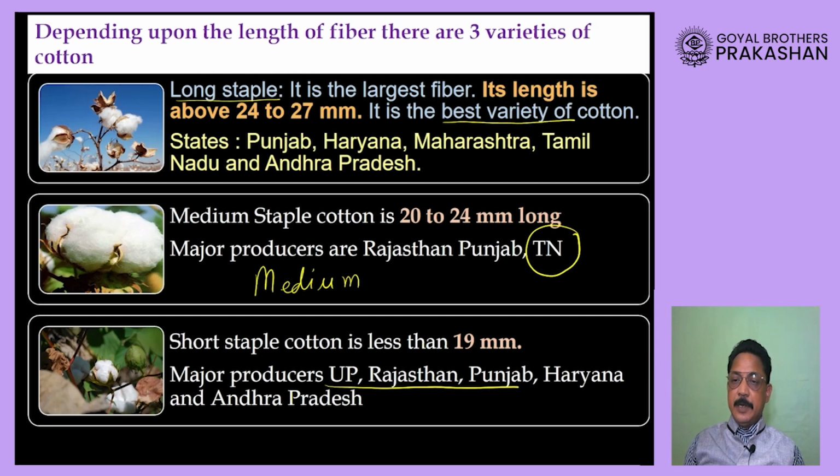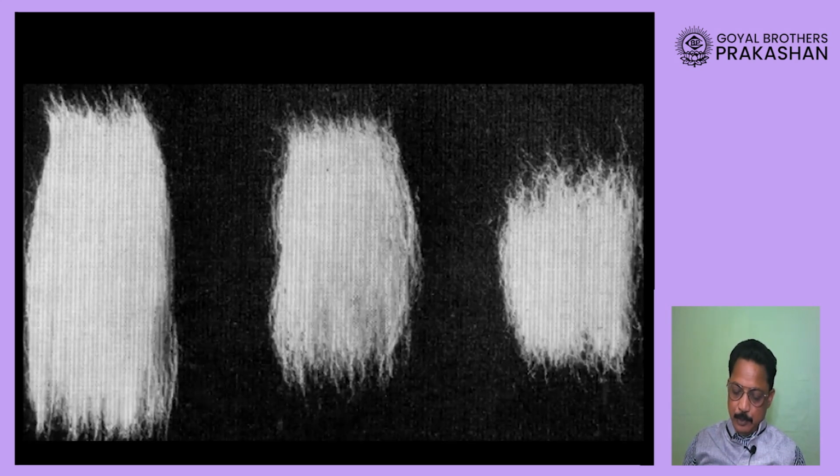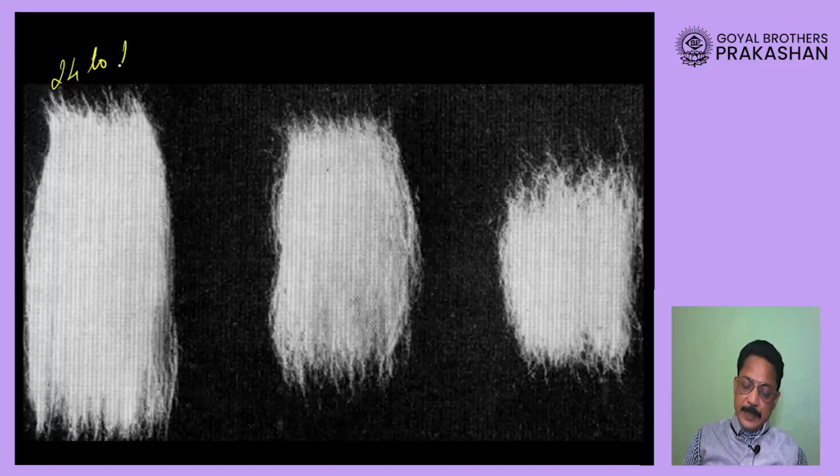So please remember, depending on the length, we have three types of cotton. Greater the length, better is the quality, and in that respect, long staple cotton is the best cotton grown in India. This one is the longest one, 24 to 27 millimeter. So this length is long.